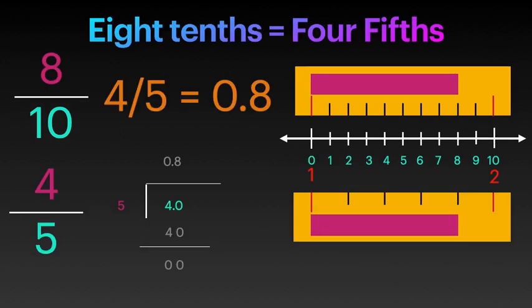Now here we got 8/10. Its equivalent fraction is 4/5. You can see the long division tells us its answer is 0.8. Again look at the yellow strips. Their red boxes tell us the size of each fraction. You can notice that they are the same in size.